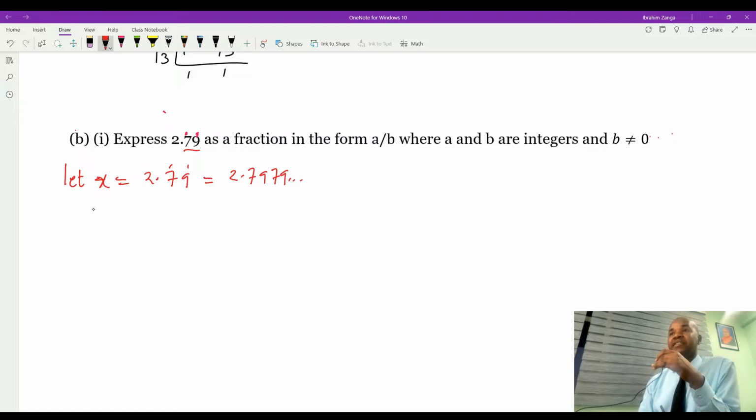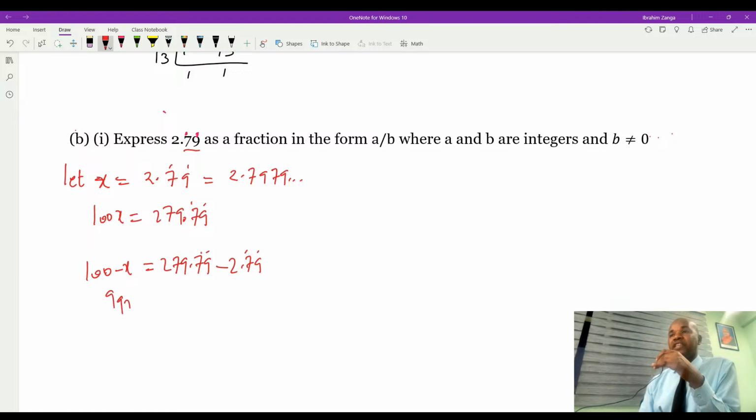So multiplying by 100 both sides, I'll be having 100x equals to 279.79 repeating. So I'll be taking 100x minus x equal to 279.79 minus 2.7979 repeating part. We'll be having 99x. This is equal to 277. We divide it by 99, so 277 divided by 99.